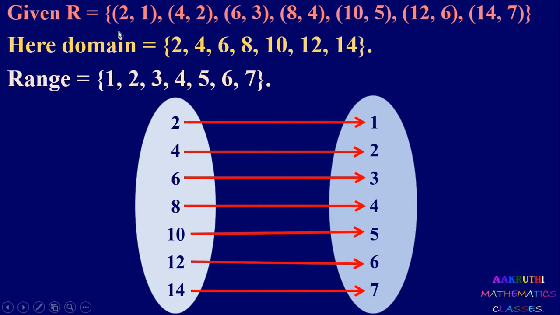Now let us see the diagrammatic representation. It is given R equal to (2, 1), (4, 2), (6, 3), (8, 4), (10, 5), (12, 6) and (14, 7). That is, 2 is related to 1, 4 is related to 2, 6 is related to 3, 8 is related to 4, 10 is related to 5, 12 is related to 6 and 14 is related to 7. The set of all first elements is 2, 4, 6, 8, 10, 12 and 14, so that is the domain. The set of all images is 1, 2, 3, 4, 5, 6, 7, so that is the range.